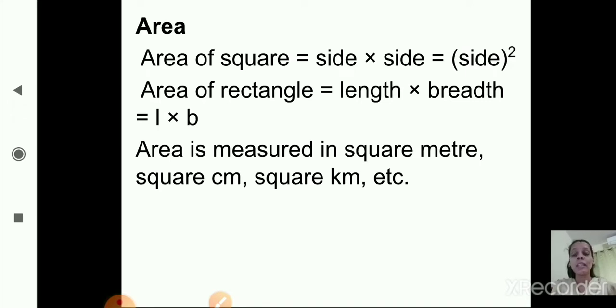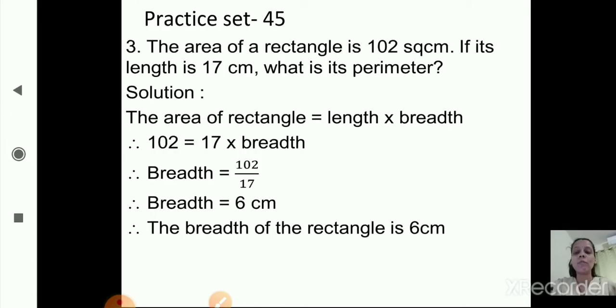Okay, and these are the formulas we are using to find out area of square and area of rectangle. Now we'll start with the third sum from practice set 45. Question number 1 and question number 2 we completed in the previous session. Now this is question number 3. The area of rectangle is 102 square centimeter. If its length is 17 centimeter, what is its perimeter?